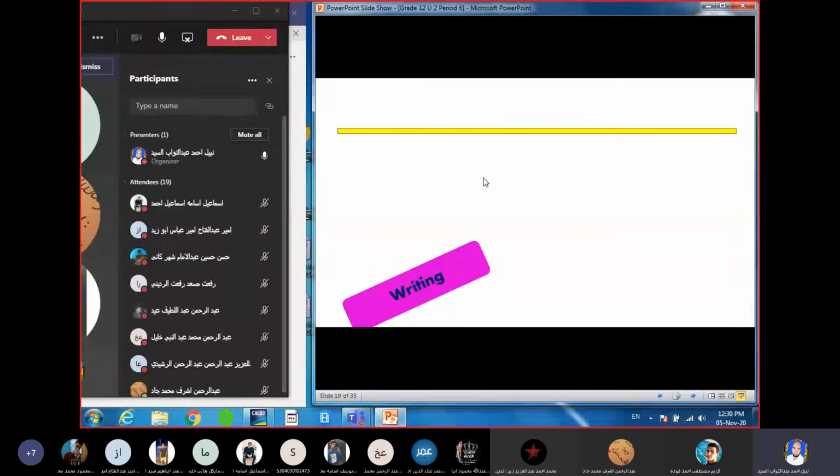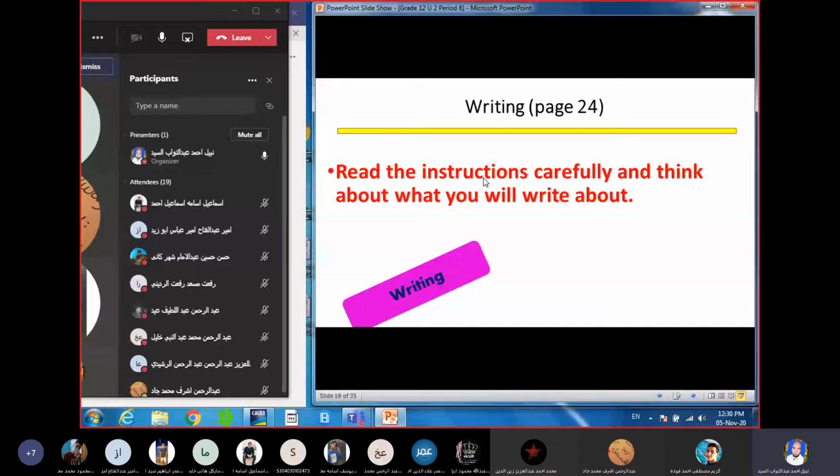Now, pay attention to these instructions. Read the instructions carefully and think about what you will write about. So you have to read the instructions. You have to decide what the ideas are. You write some notes before writing.